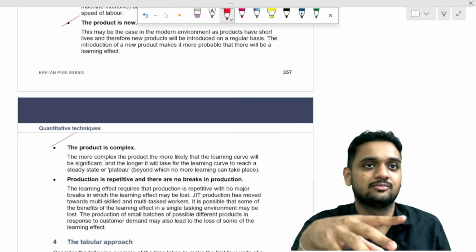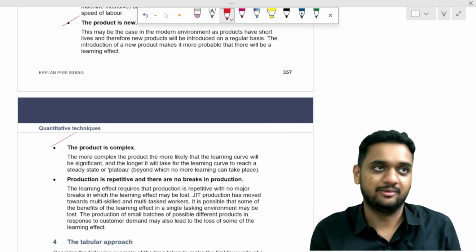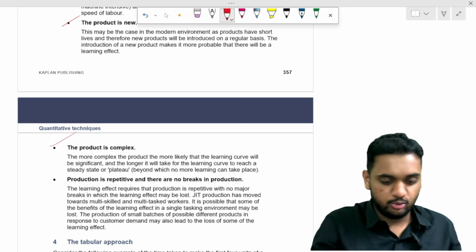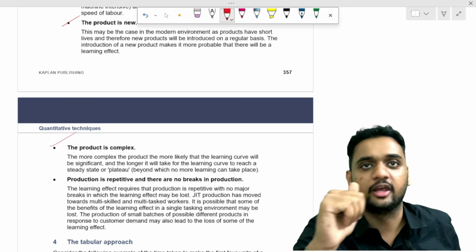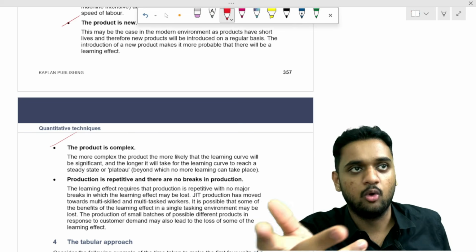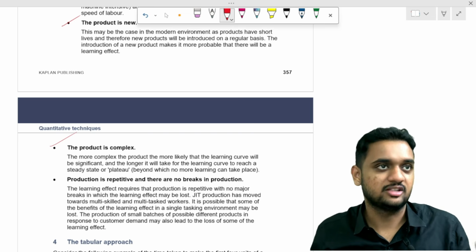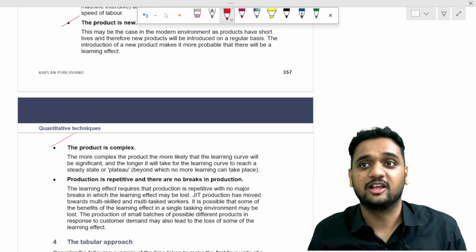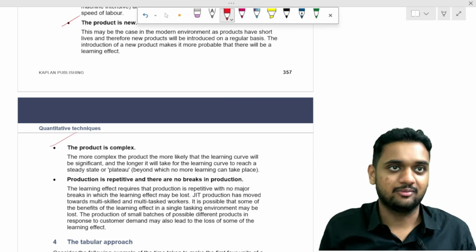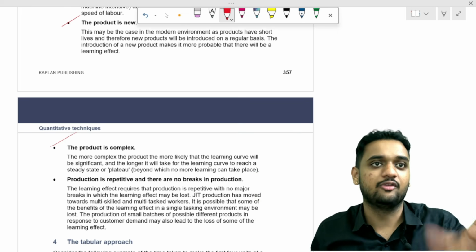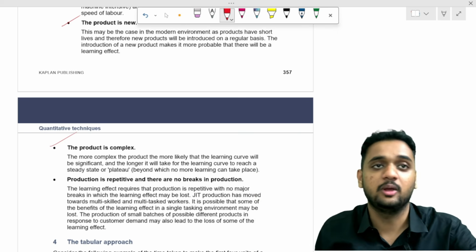For easy products, take the same box example. You have to take the box, put tape, and put it on the next side. How long will it take you to learn how to put tape on the box? 3 days, 4 days. If it's a complex process, it will take the entire period. But for an easy product, in 4 days you learn and your learning is over. So the product should be complex.